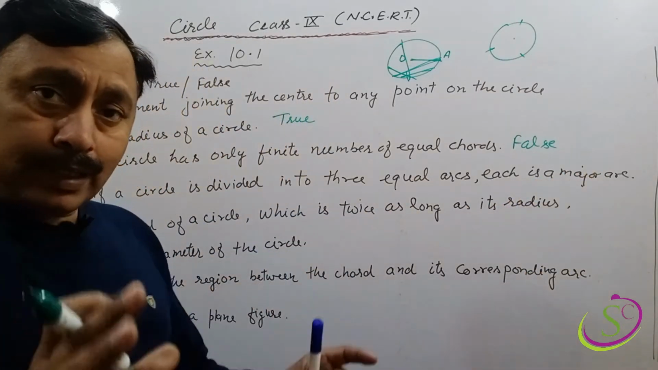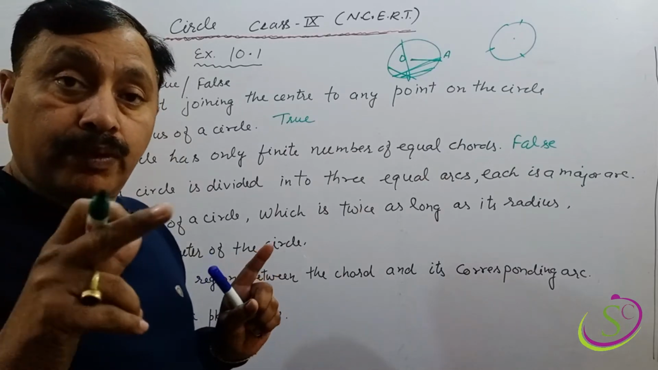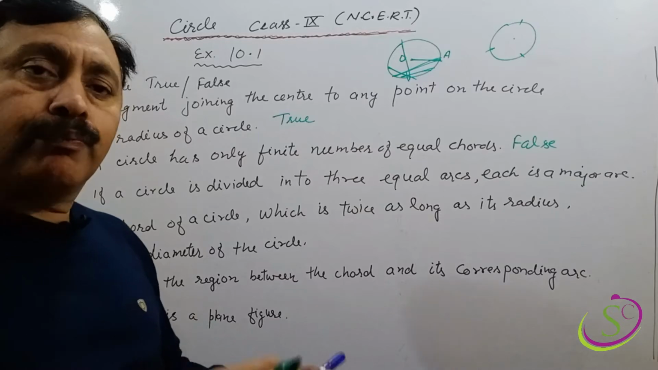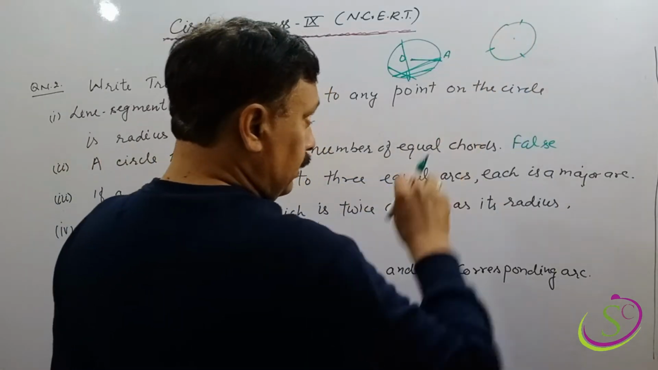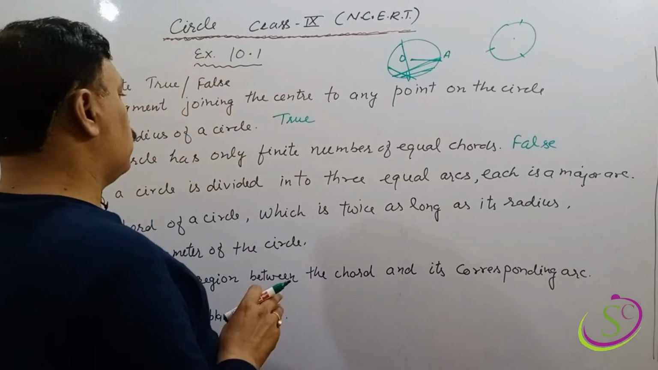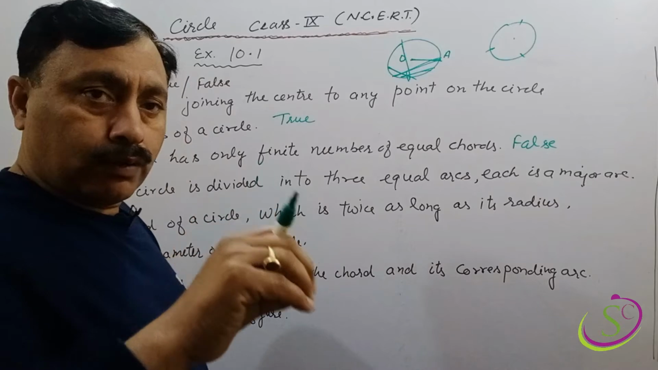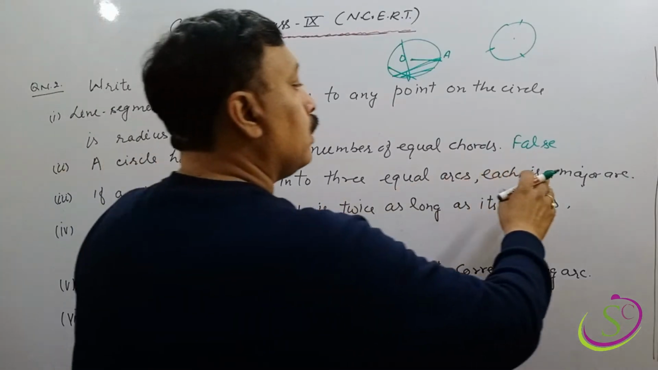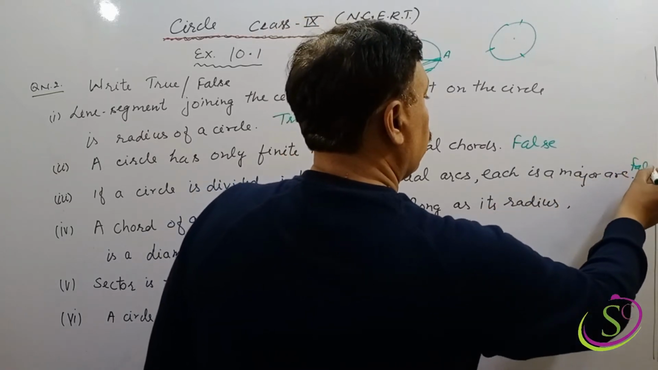So a chord divides the circle into 2 parts. One is major and one is minor. Maybe both are equal. Clear? But here it says 3 segments, so no one will be major or no one will be minor. So it is a wrong statement. So we can write here it is false.